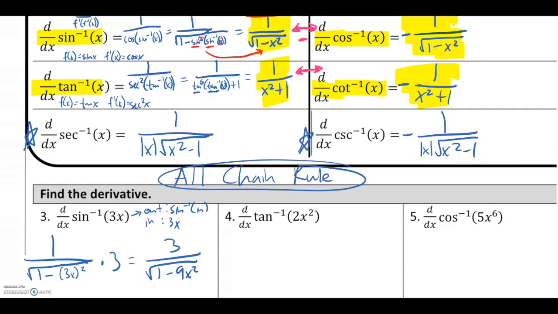In the second problem down here, we have tangent inverse of 2x squared. So outside, we'll differentiate using the rule for tangent inverse with an inside function of 2x squared. So for tangent, it's 1 over our inside function squared plus 1 times the derivative of the inside function, which would be a 4x. And putting that all together, we have 4x over 4x to the 4th power plus 1.